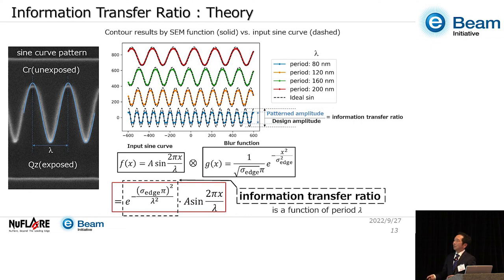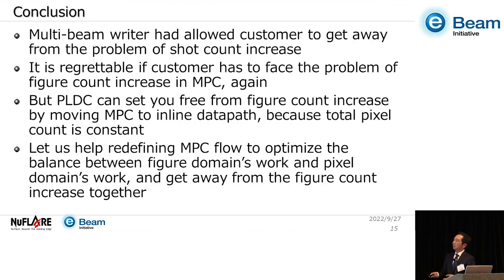And finally, the conclusion is that the multi-beam writer has allowed customers to get away from the shot count increase. It is regrettable if customers have to face the problem of figure count increase in MPC again. But PLDC can set you free from figure count increase by moving MPC to the inline datapath, because total pixel count is constant and can be estimated. And let us help redefine the MPC flow to optimize the balance between figure domain work and pixel domain work.